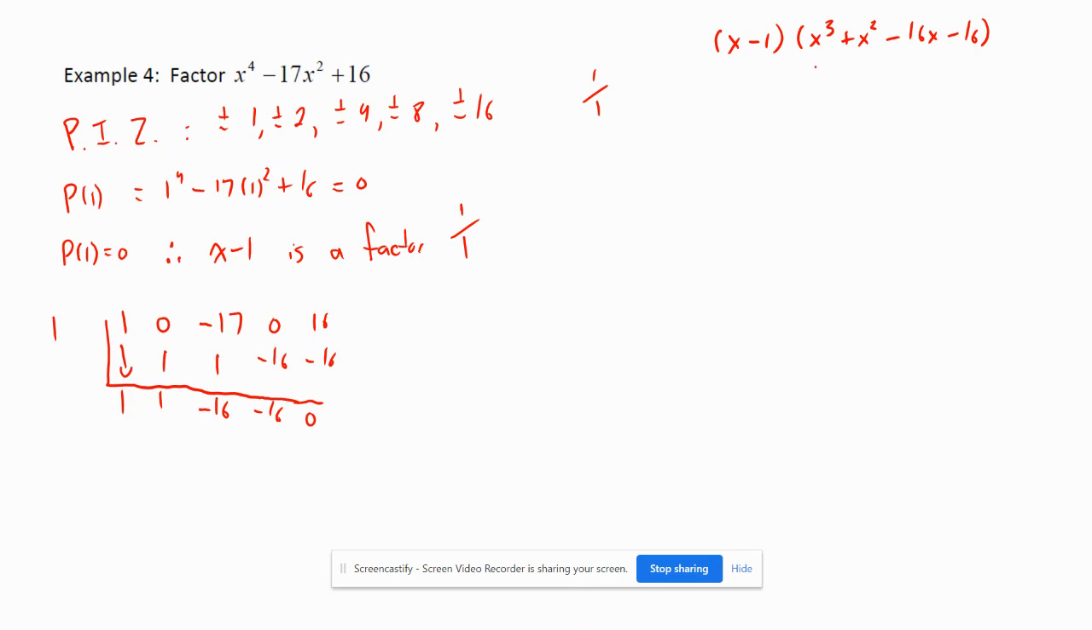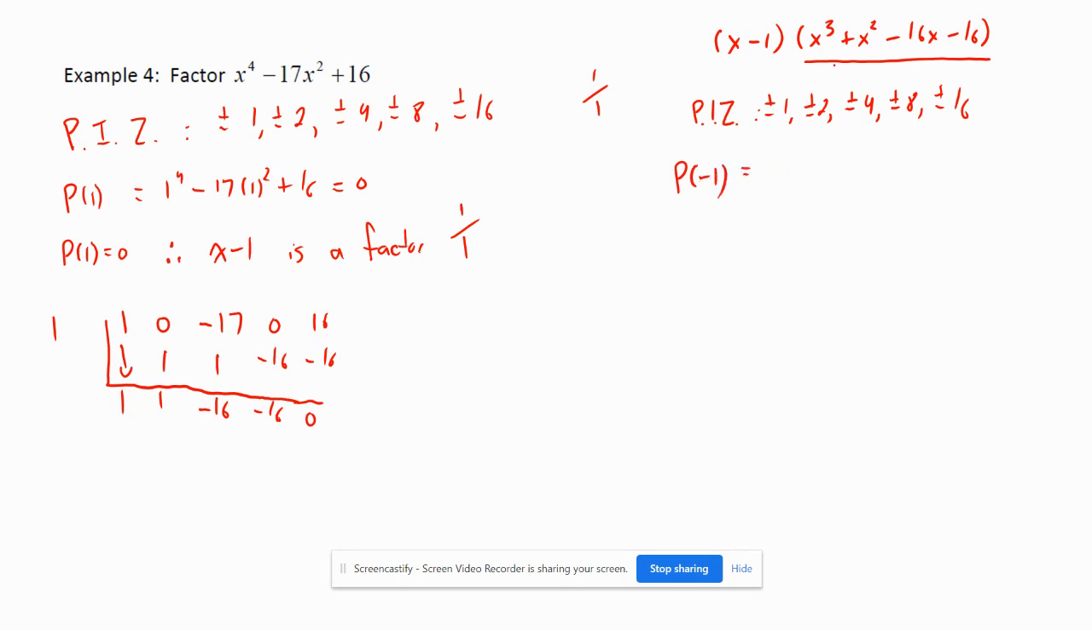Now, this is still a degree 3 polynomial. So I'm going to do the same steps again. What are my potential integral zeros? Plus or minus 1, plus or minus 2, plus or minus 4, plus or minus 8, plus or minus 16. They're exactly the same as they were before. I've already tried x equals 1. Well, let's try x equals negative 1 and see what we get there.